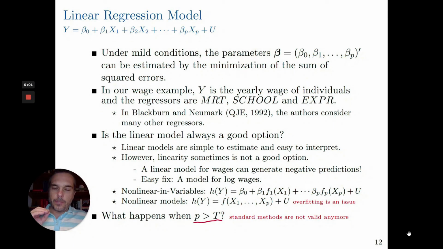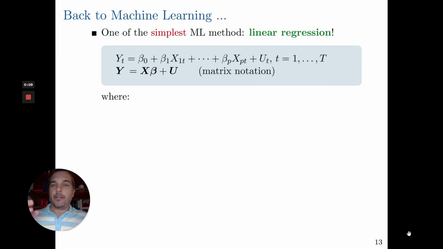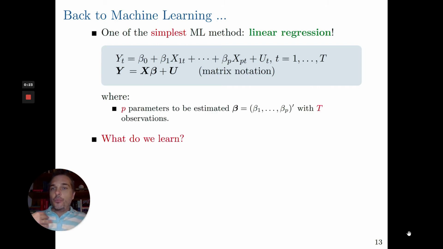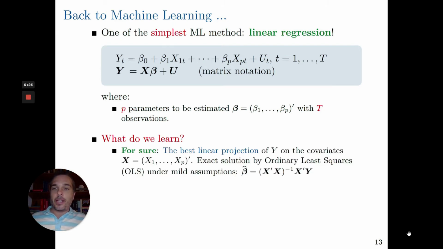Okay, so let's start looking into this case where P is larger than T. Before that, we have to bear in mind that the simplest machine learning method that we can imagine is a linear regression. In fact, linear regression is a very nice machine learning method. And what do we learn with linear regression? Well, we know that for sure we learn the best linear projection of y on covariates x. And for that, an exact solution exists by ordinary least squares, OLS.